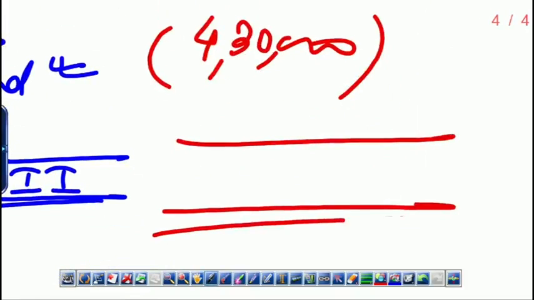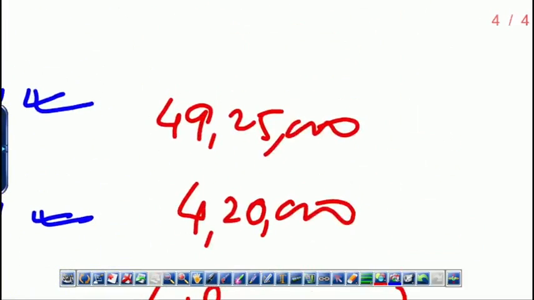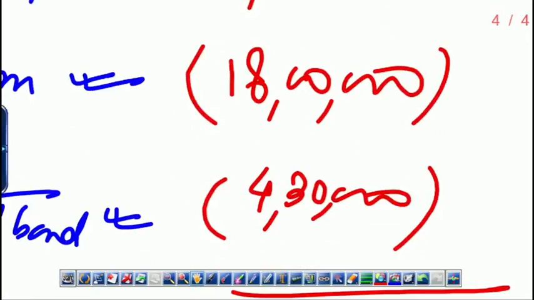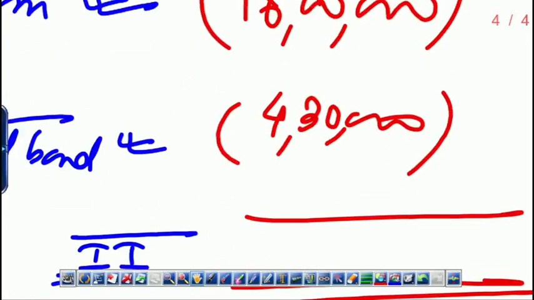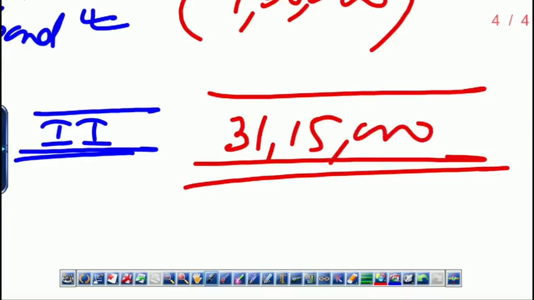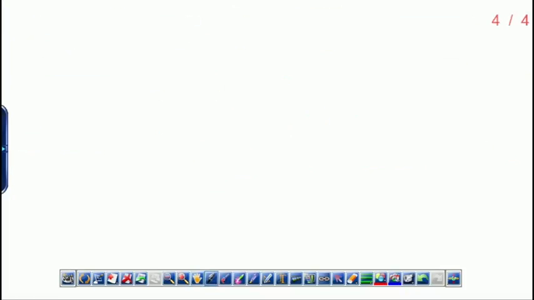So, two outflows, two inflows. 49 lakh 25,000 plus 4 lakh 20,000 minus 18 lakh minus 4 lakh 30,000. What is it? It's 31 lakh 15,000. That is the initial investment in this bond refunding decision. Now the second calculation is the annual savings, for which we do old, new.